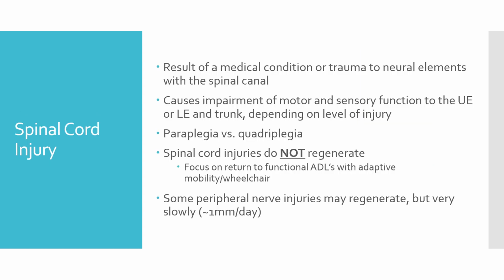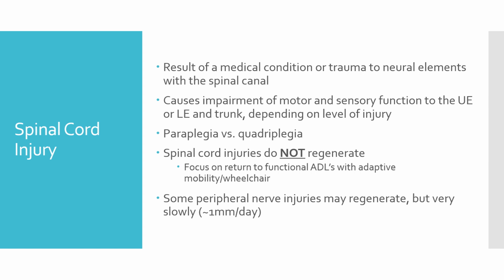Spinal cord injuries represent some of the most life-altering conditions you'll encounter in rehabilitation. These injuries result from trauma or medical conditions that damage neural elements within the spinal canal. The result is impairment of motor and sensory function below the level of the injury. The location of the injury determines the extent of impairment. So injuries to the cervical spine, for example, can result in quadriplegia, affecting all four limbs and the trunk, while lumbar injuries may result in paraplegia, affecting the lower extremities and portions of the trunk.